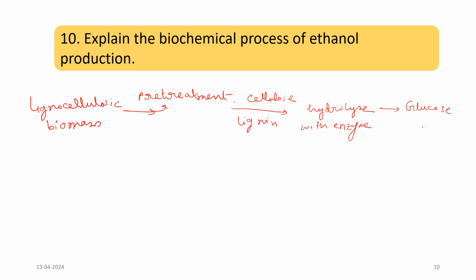Now after forming glucose, fermentation happens. It produces beer. Then we are doing distillation to increase the concentration, and that will lead to production of ethanol or bioethanol.